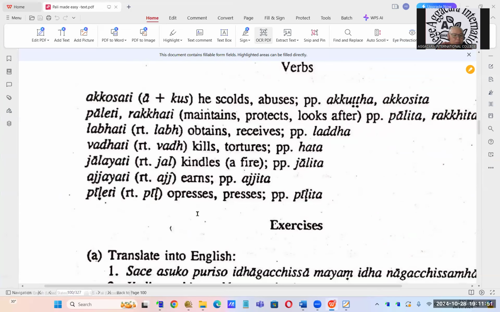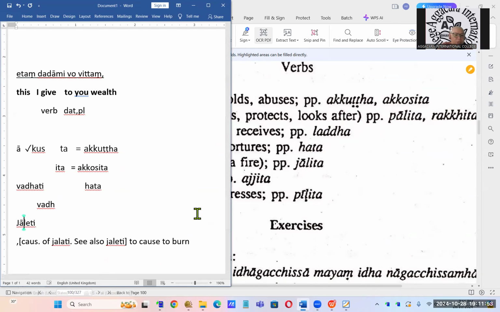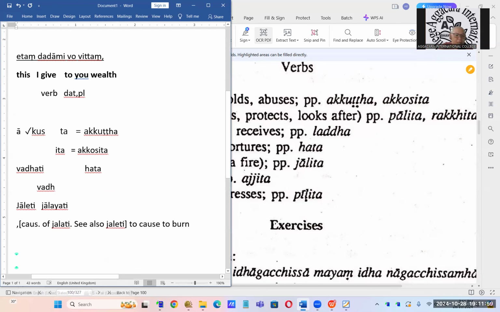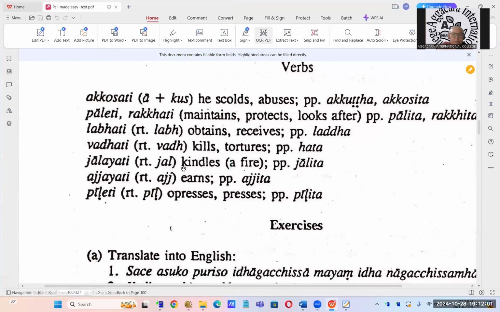So you have from here, you got the jalayati. Excuse me, it should be, yes. Okay, so arch, right? So ajayati. So ajita. This is quite easy. Pileti, oppress. P plus A and T.